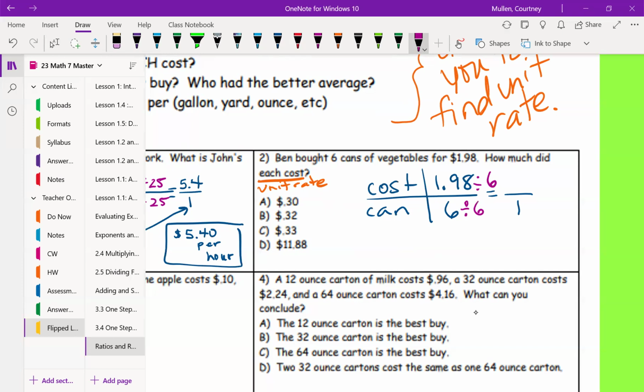Again, here's where your calculator comes into play. And if you divide, you'll see that we have this. What does that mean? Well, it means it costs 33 cents per can. So we'll write that as a sentence. It costs 33 cents per can of what? Vegetables.